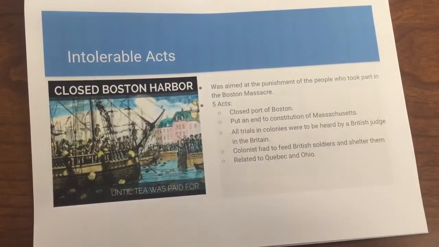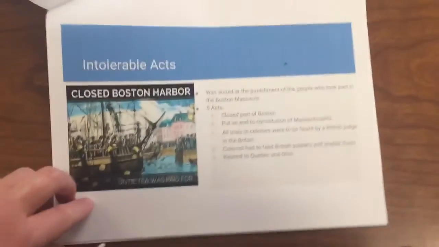Intolerable Acts were aimed at the punishment of the people who took part in the Boston Tea Party. The 5 acts closed the port of Boston and put an end to the Constitution of Massachusetts. All the trials in the colonies were to be heard by a British judge in Britain. Colonists had to feed British soldiers and shelter them. The 5th one was related to Quebec and Ohio.